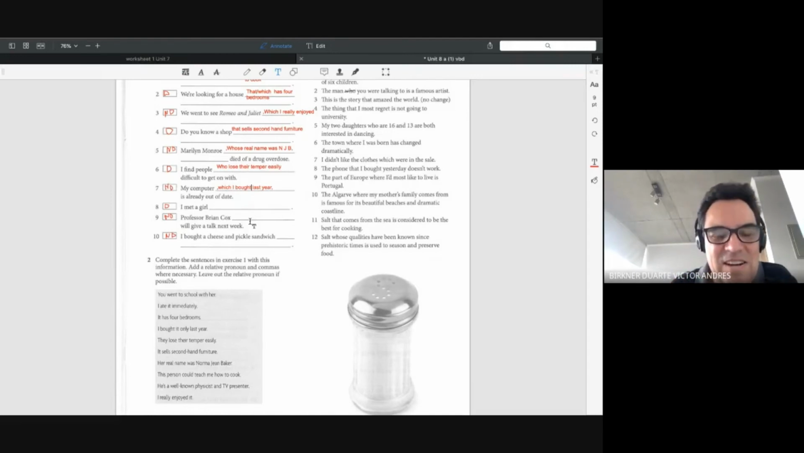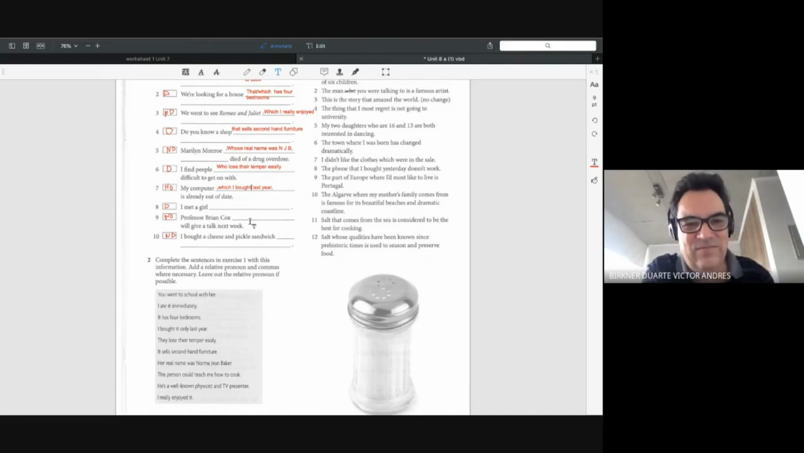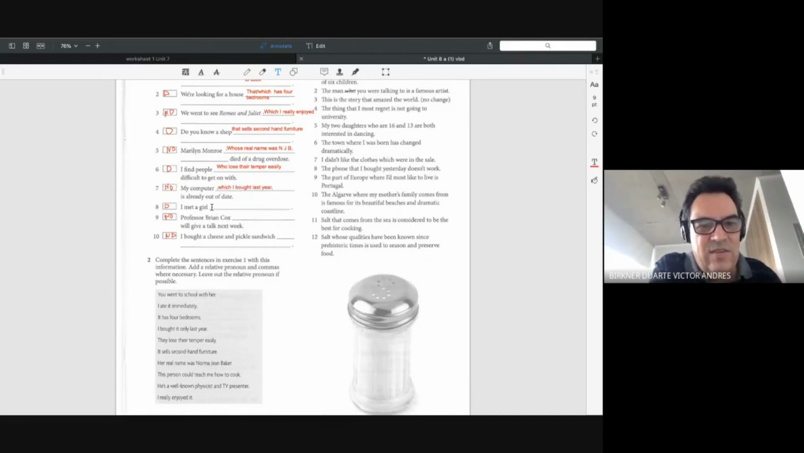When we are dealing with non-defining clauses, we cannot use that, never, right? It is very important to bear that in mind. With non-defining clauses, forget about that. Only use which, but not that, right? With defining relative clauses, you can use which, that, who, everything, but with non-defining, you have to forget about that. Okay.